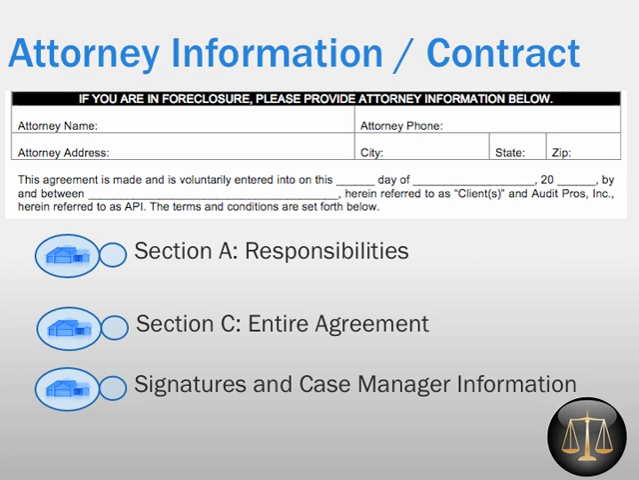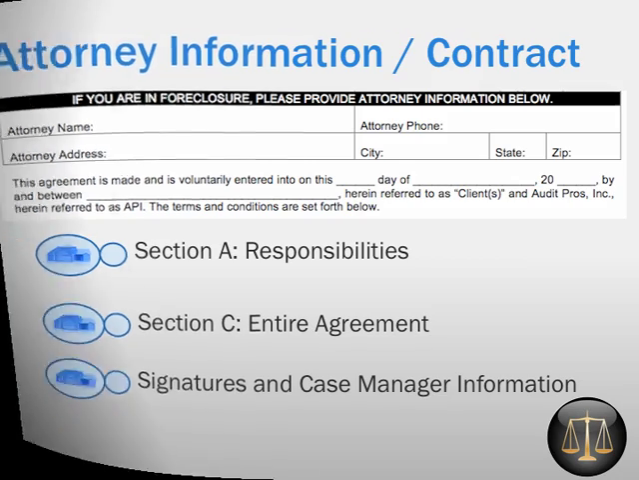And at the end you have the signatures and case manager information. We have that, your name, contact information, print and sign. Where it says staff, you don't sign it, that's for us to sign.